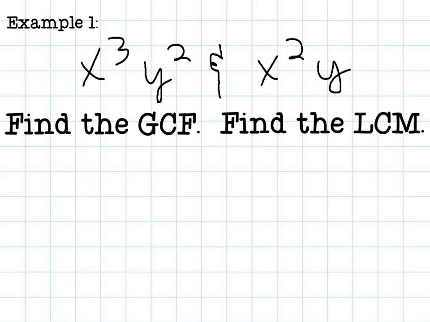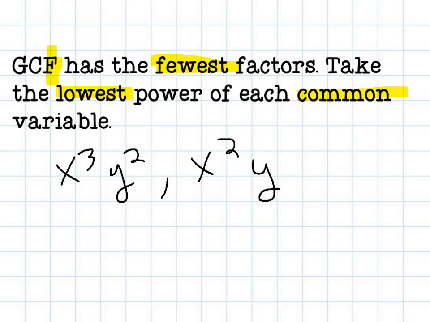Okay, for example number 1, we're going to ask you to find the GCF and the LCM of x cubed y squared and x squared y. Now, you haven't done it before, so this will be your first time doing it. Key thing to remember is when you're looking for the GCF, it always has the fewest factors. So you're going to take the lowest power of each common variable. Well, in this case, you can see that the two variables they have in common are x and y. So we know that part of our GCF is going to definitely have an x and a y.